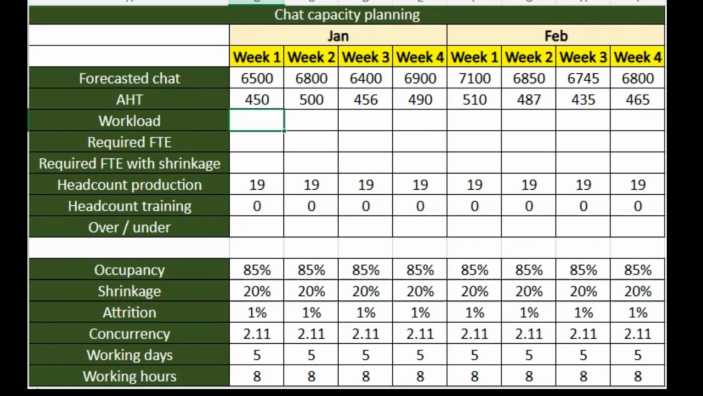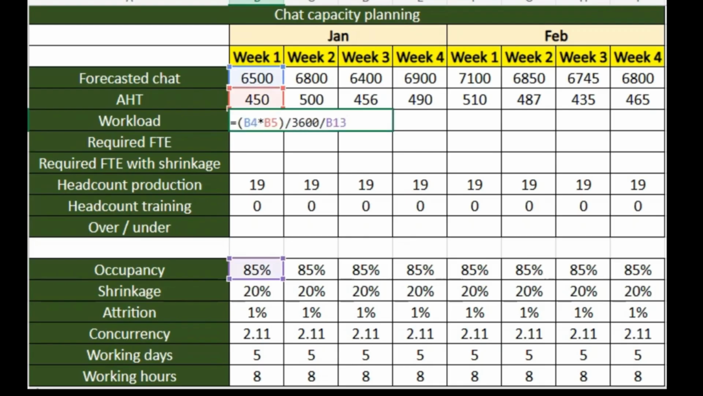To calculate the workload, we know that it would be your forecasted chat multiplied by your AHT, bracket close, divided by 3,600, because we have to convert 1 hour into seconds. Then we have the occupancy of 85%, and we divide by it. So the workload would be your 956.